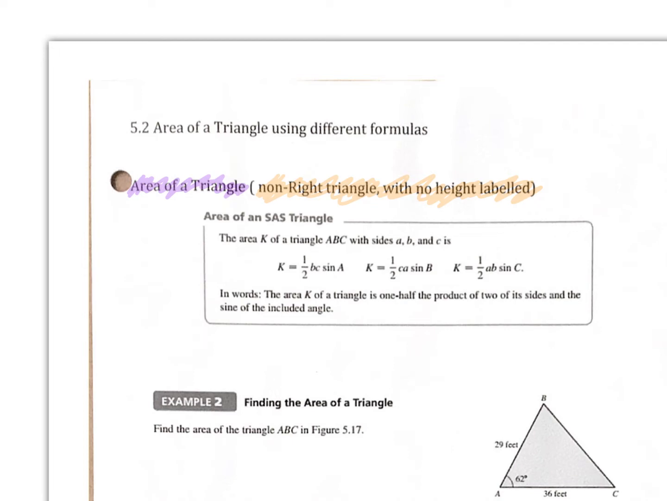Now we are looking at finding the area. So here's the deal. These formulas came about because in some instances we don't have right triangles and we are not given what the height is. So if you notice, that's kind of what I've got highlighted there. It's not a right triangle. We can't use 1/2 base times height because we don't know what the height is.